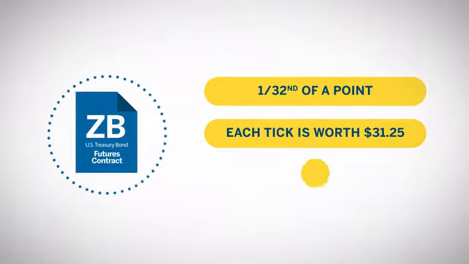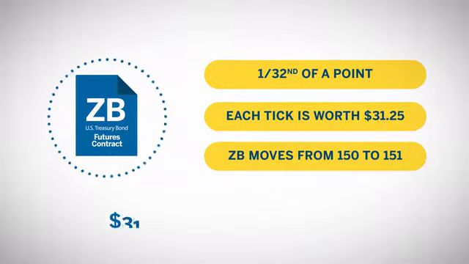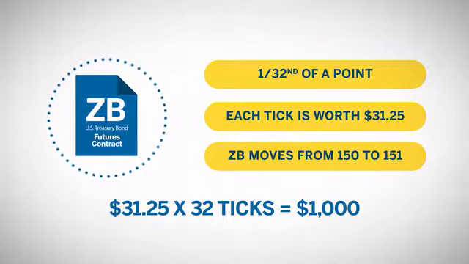This means that if the ZB contract moves from 150 to 151, the trader will have made or lost $31.25 times 32 ticks, which equals $1,000.